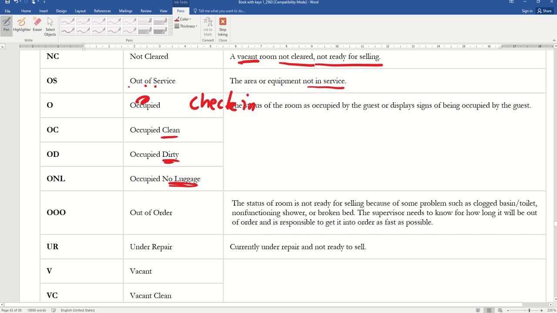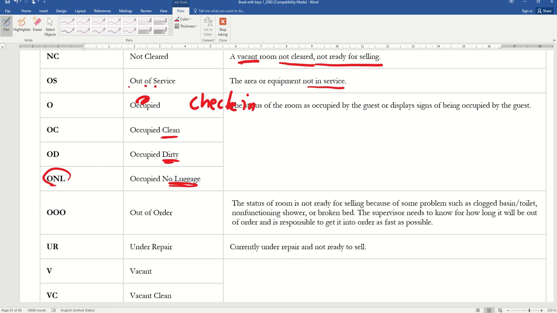Occupied, no luggage. No luggage, no bags, no big bags. It is very important to hotel staff like the receptionist or the porter. If guests need help with the luggage, they will ask someone like the porter to help. So the room status is important. Next one is out of order.